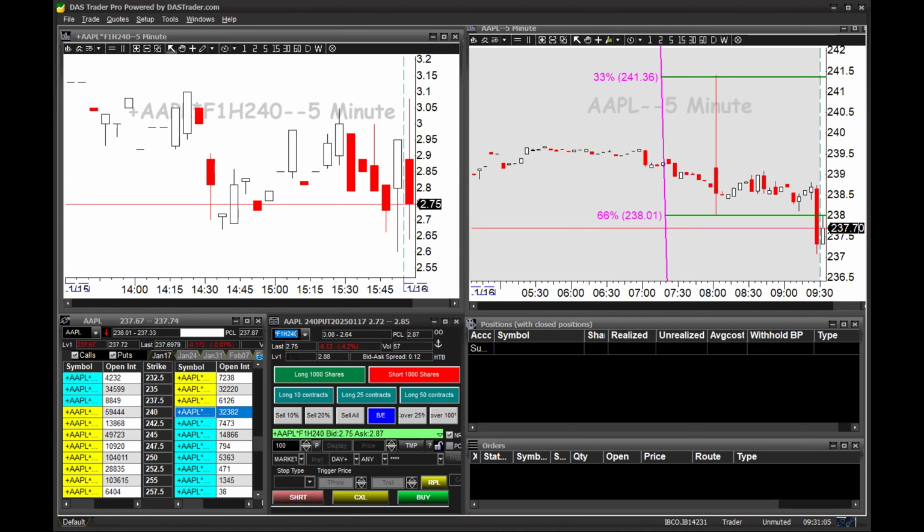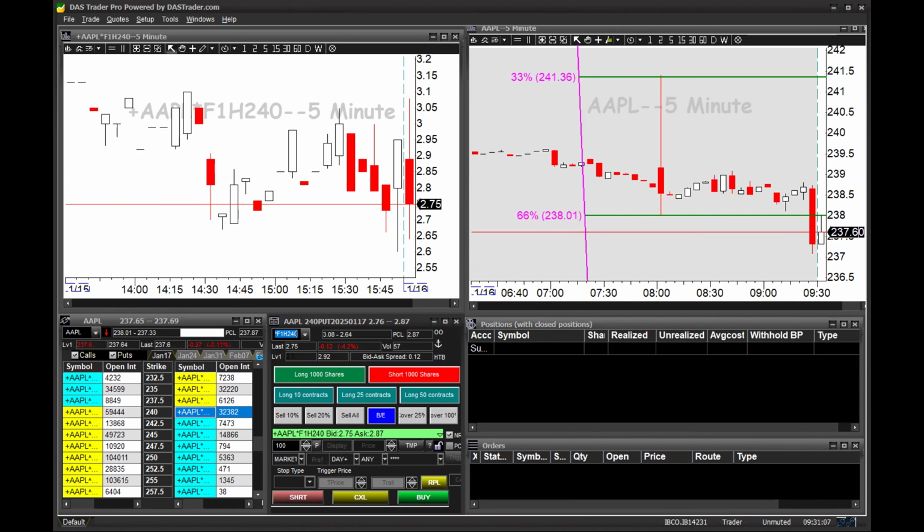But all of these are not there. I'm not going to trade a breakout. I'm going to trade a retest. And this is early. This is the open, so you can get in a little faster.